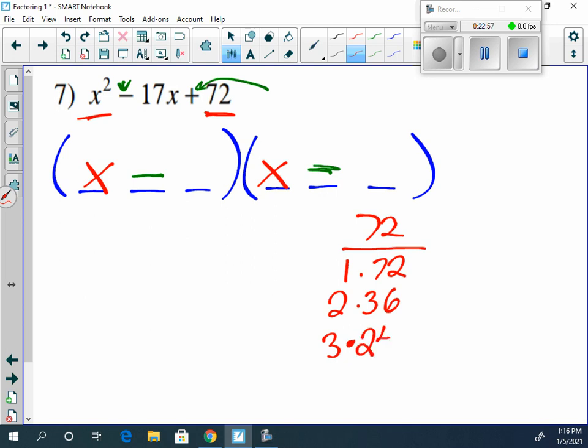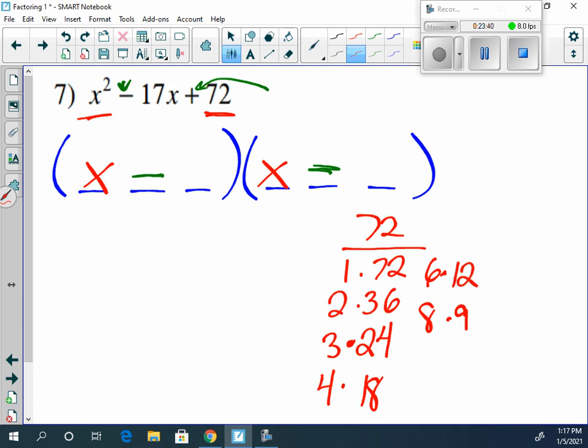3 and 24. 4 does work. 4 times 18. 5 doesn't work, but 6 does. 6 and 12. 7 doesn't work. 8 and 9. And that's it. Because if I kept going, the next factor after 8 would be 9, and we already have it.